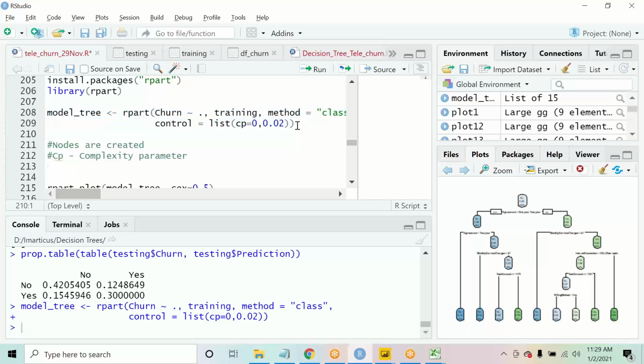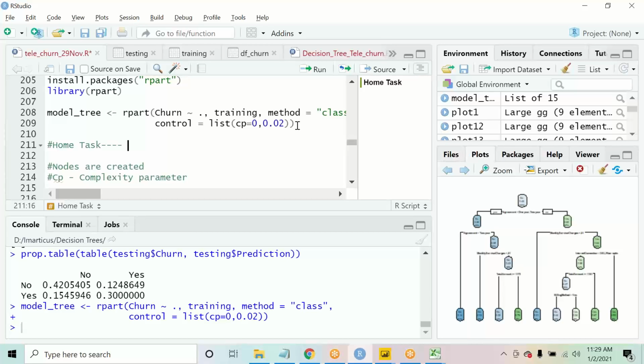I would like to give you this as a home task. Try to create the same model with logistic regression, check the accuracy, and we will discuss that tomorrow. Okay.